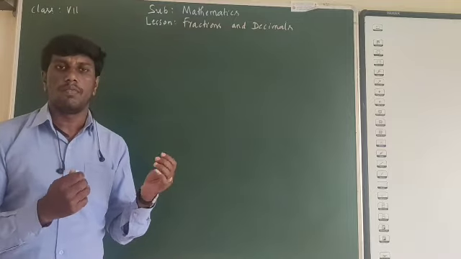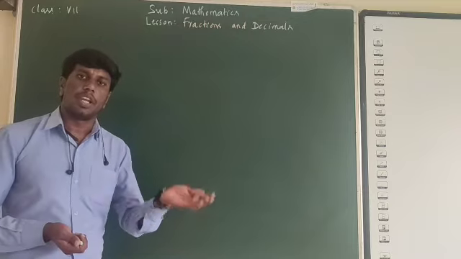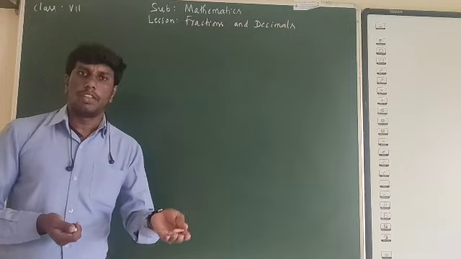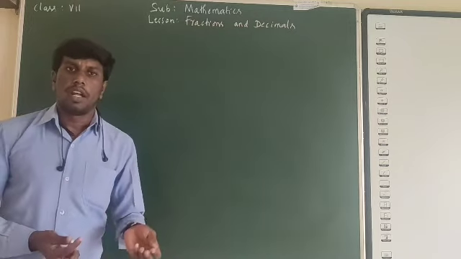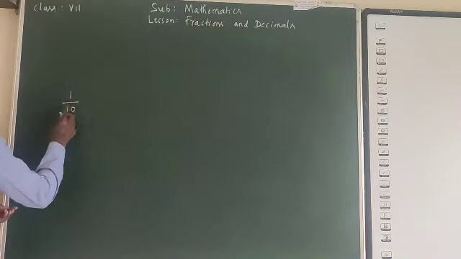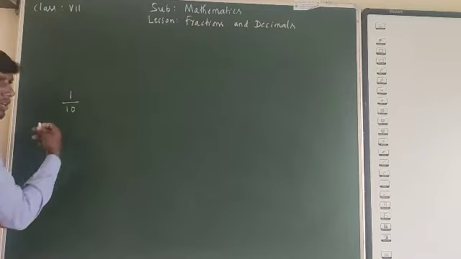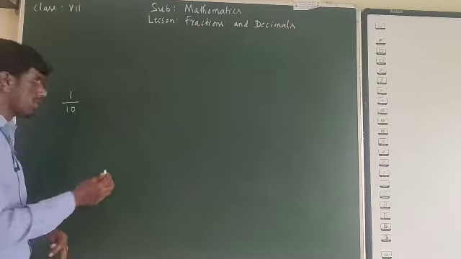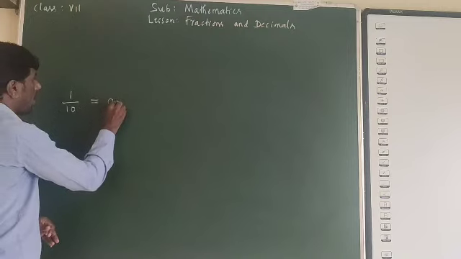Then we have 2 decimal numbers. How to compare the decimal numbers such that which is greater and which is smaller. So that is also we have learned, and then 10th place, 100th place, 1000th place. So how to represent that? Say suppose I am having 1 by 10. This is a fraction, a numerator and denominator combination. How to write this fraction in terms of decimals? Since I am having the denominator 10, I can write this as 0.1.